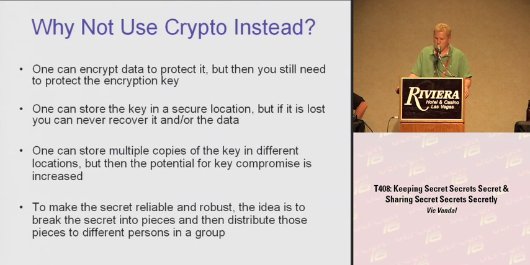You can store copies of the key in multiple locations, but then the potential for complete key compromise is increased. So to make the secret key or otherwise reliable and robust, you break the secret into pieces, distribute those pieces to different persons or machines, and then have parts of that, not all the pieces, needing to come back together to get to the protected information. So subsets of this group can then put their shares together and recover the information.